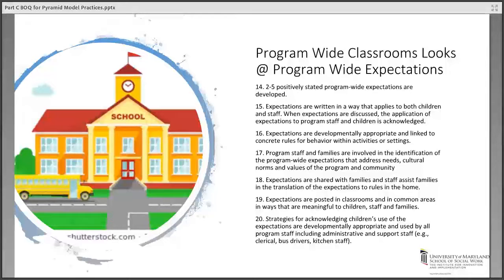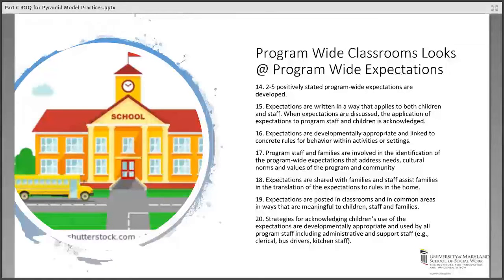Program staff and families are involved in the identification of expectations that address the needs, cultural norms, and values of programs and communities. So really honoring the fact that these would look different in different settings and be authored by all parties and not just leadership. That expectations are shared with families so that there's transparency in what those expectations are, and that they're posted regularly, and that there's strategies to acknowledge children's use of expectations and what might have to be scaffolded to support them when needed.